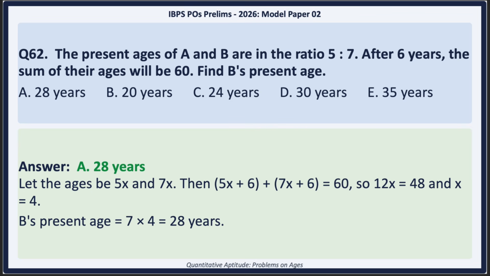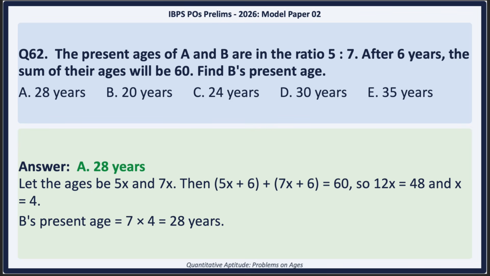Find B's present age. You represent their current ages as 5x and 7x, and the key is remembering that time affects everyone equally. In 6 years, A doesn't just get older while B stays the same. A becomes 5x plus 6, and B becomes 7x plus 6. Right, and when you add those new ages together, it equals 60.